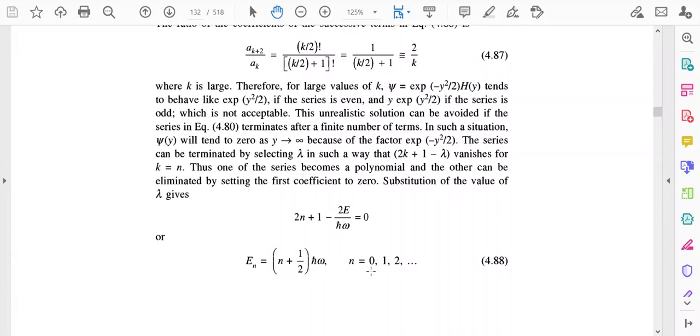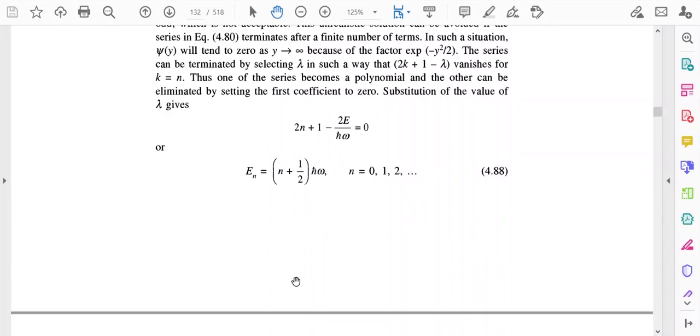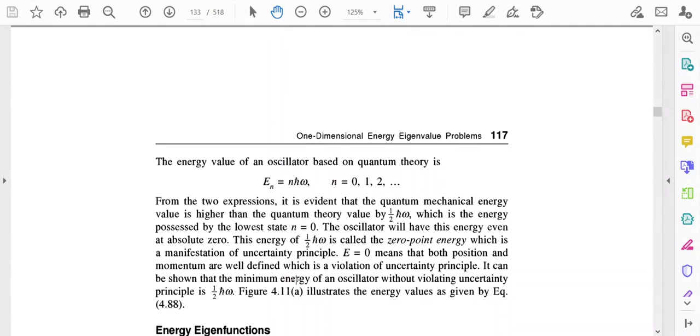Because n is equal to 0, 1, 2, for different quantum states we write E with subscript n, and n denotes the different quantum states. So the value of the energy for the quantum harmonic oscillator is E_n equal to (n plus half) times h cut omega. The energy value of an oscillator based on old quantum theory is E_n equal to n h cut omega, where n is equal to 0, 1, 2.